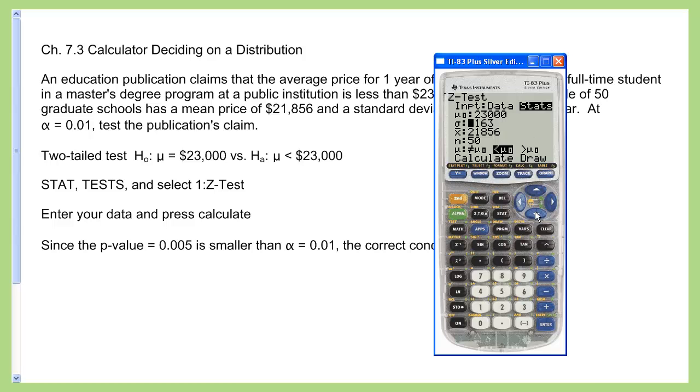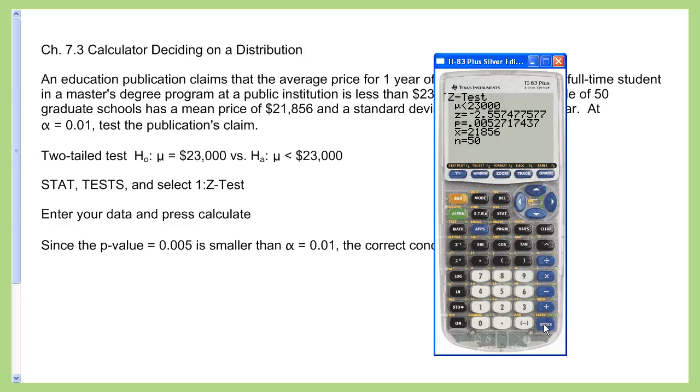23,000 comes from my alternate hypothesis. And 21,856 is my mean. There are 50 data points, and because the alternate hypothesis is less than, then I'm going to choose the middle choice, and make sure you always hit enter and then move this down, because if you don't, it'll default to whatever the first choice is.